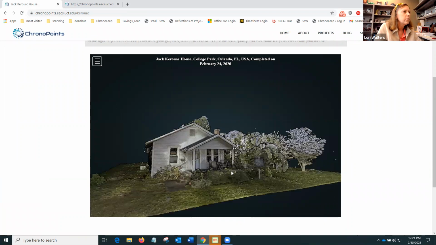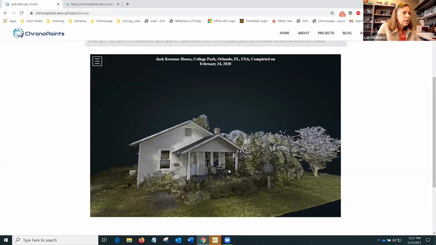Can you see that, Jessica, where it says the Jack Kerouac house? Yep, I can see it.